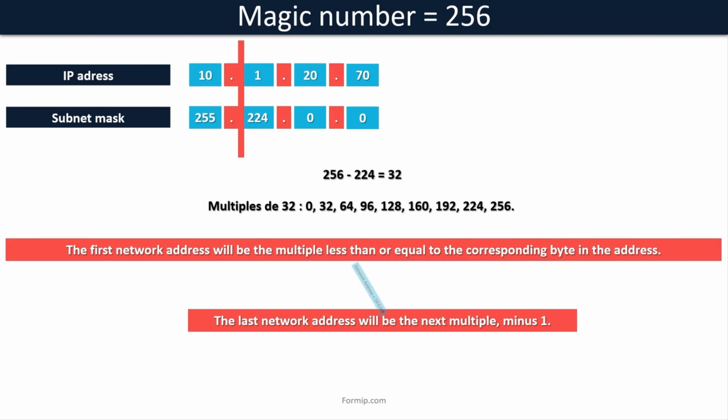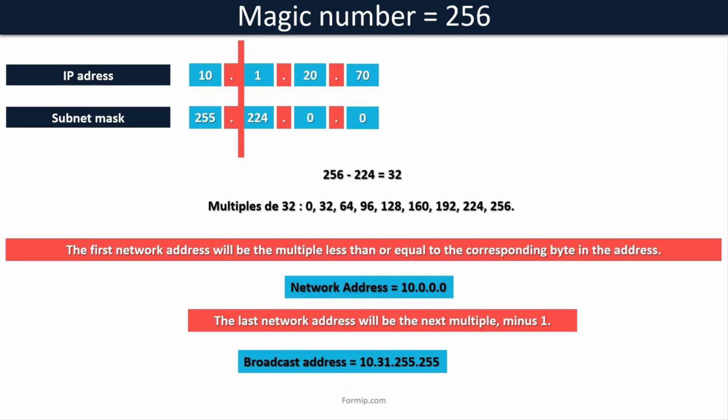101.0.0.0. The broadcast address is the next multiple, minus 1. The next multiple is 32, from which we subtract 1 to find 31. The broadcast address is indeed 101.31.255.255. You can see that 0 has been added for the network address and 255 for the broadcast address. It comes down to binary, passing all the bits to 0 for the network address and all bits to 1 for the broadcast address.